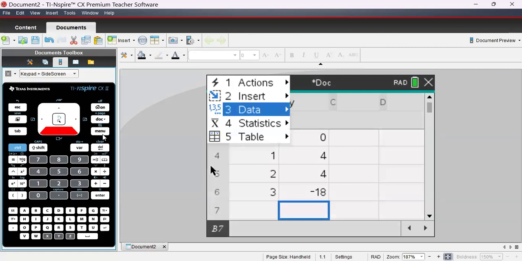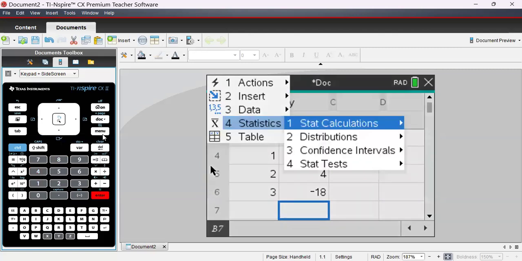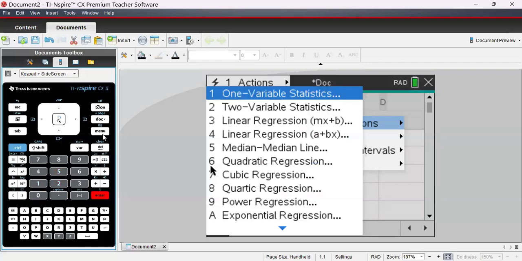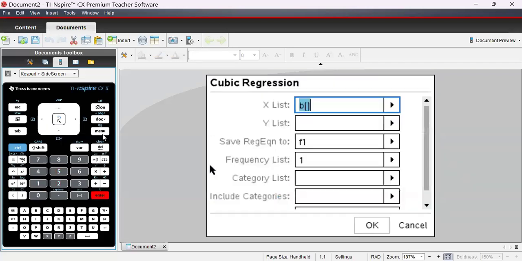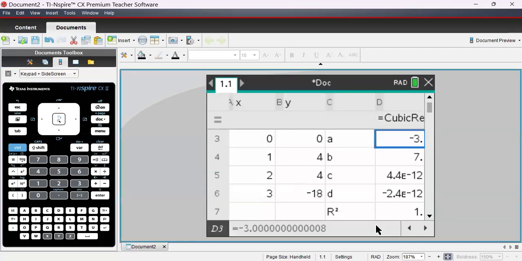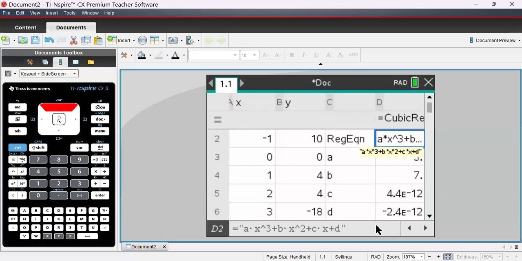Menu, statistics, stat calculations. And the first one is asking for a cubic. So you're going to go down to cubic regression, X list and Y list, and then click OK. All right. If you look at the form, you can see down here, it's AX to the third power plus BX squared plus CX plus D.